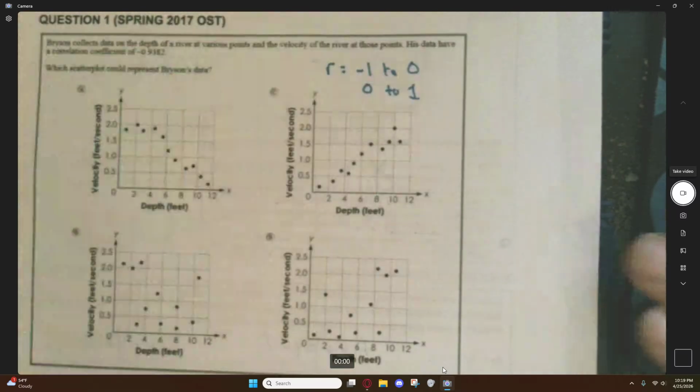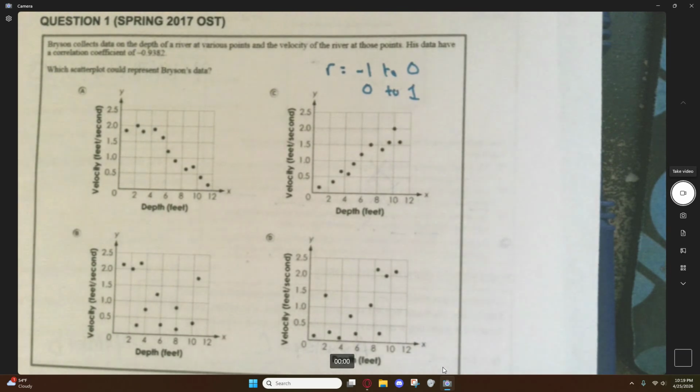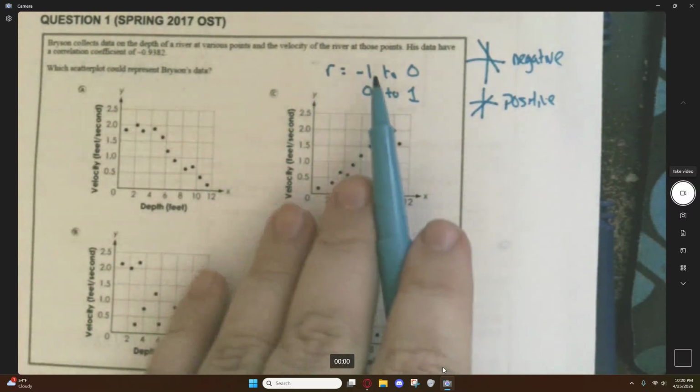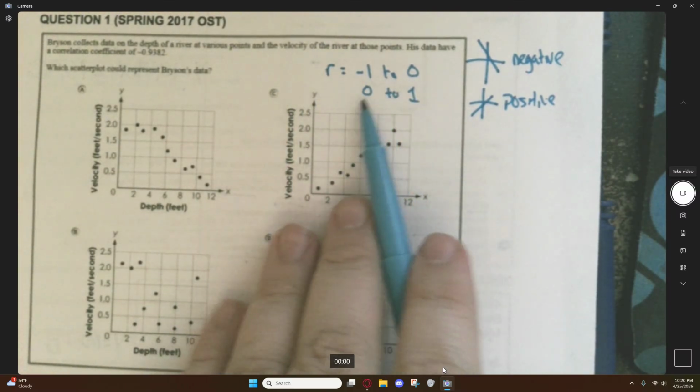Let's talk about what a correlation coefficient is. Correlation coefficient goes from either negative 1 to 0 or 0 to 1. This all depends on whether your scatter plot is a positive correlation or a negative correlation. Positive and negative work the same way as slope. If it goes down, it is negative. If it goes up, it is positive. Negative uses the negative 1 to 0. Positive uses the 0 to 1.